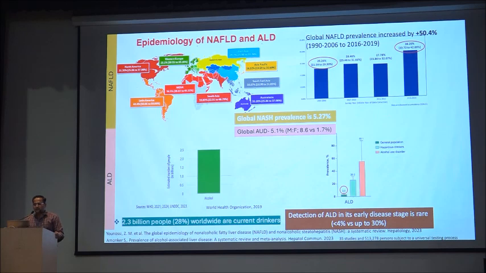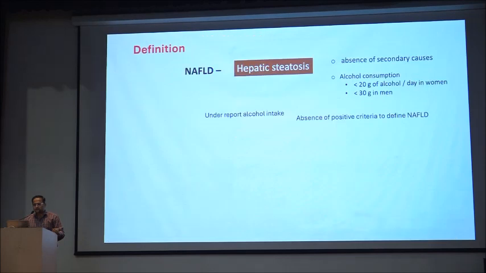Detection of ALD in its early stages is very rare compared to other causes of liver disease, less than 4% versus up to 30% in other causes of liver disease.